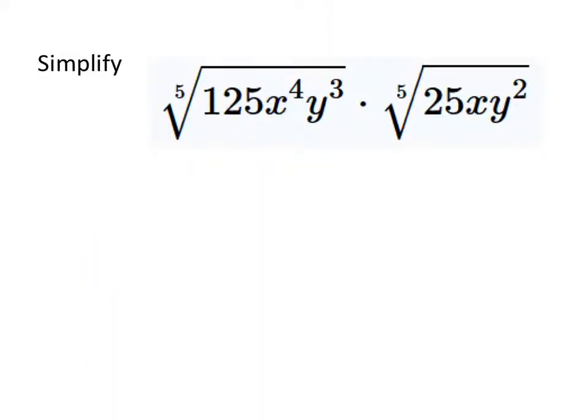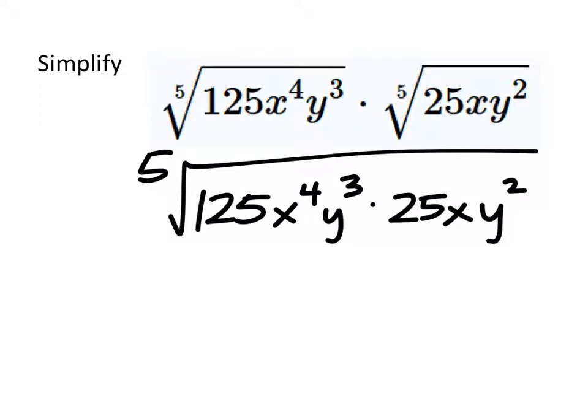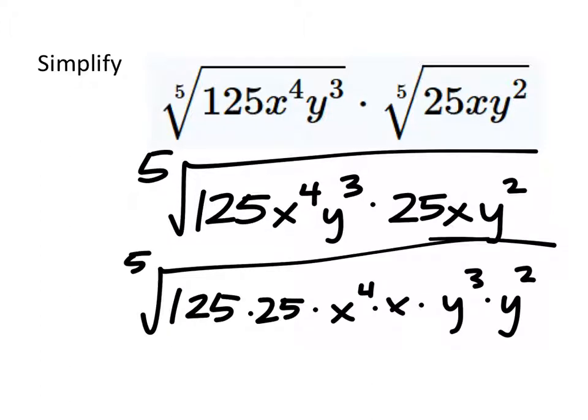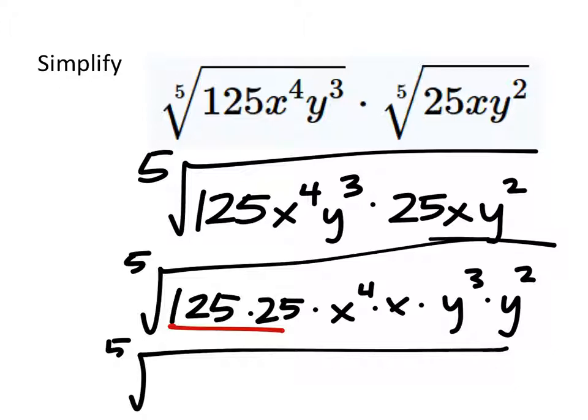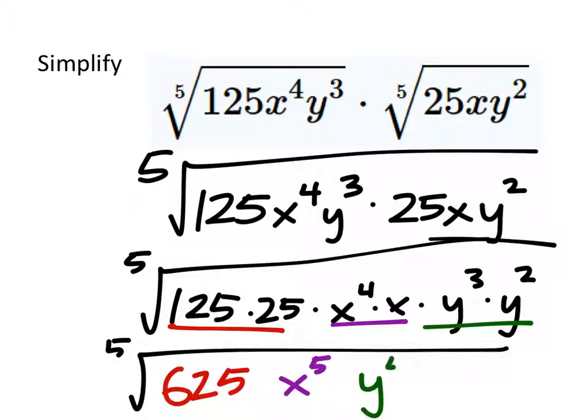Fifth roots. So we really don't expect you guys to memorize any fifth root stuff. Cube roots are good though. Since both of these are fifth roots, we can just combine them into one. And I'm just going to rearrange these so that I can multiply stuff together, and I'll just start combining these. So 125 times 25 is 625. x to the fourth times x would give us x to the fifth, and y cubed times y squared is also y to the fifth. There we go. That's better.